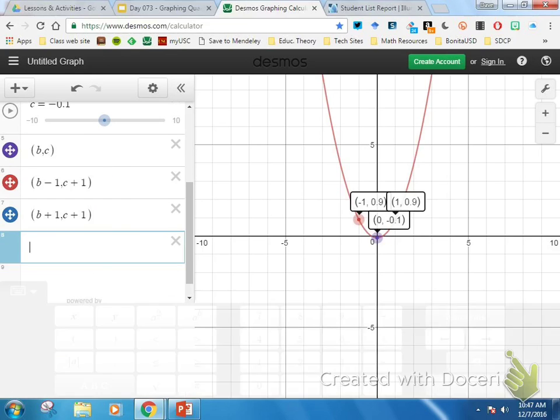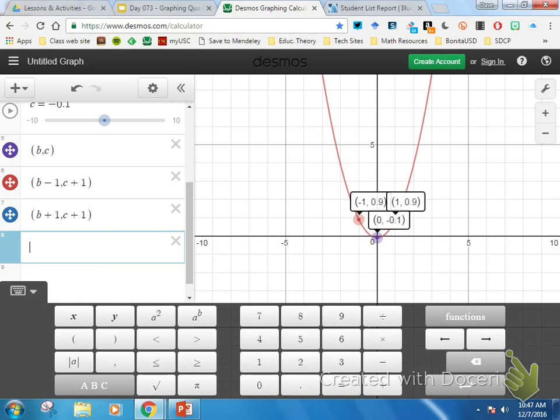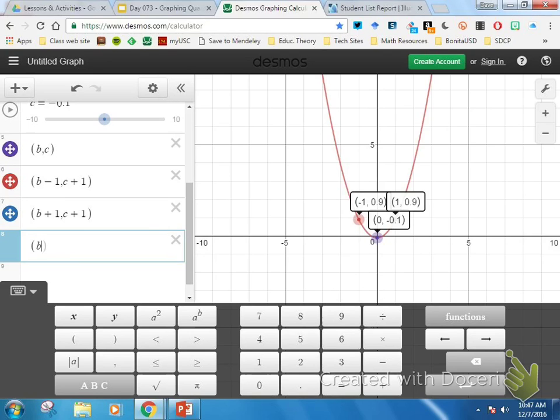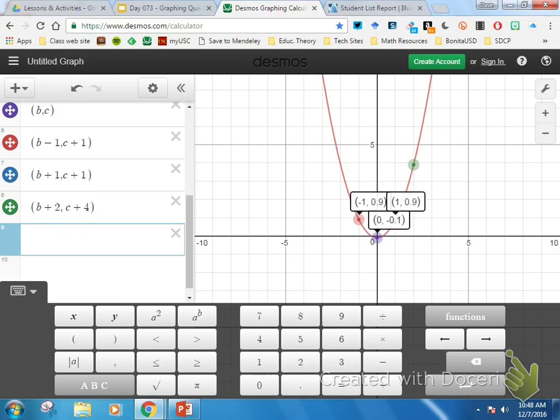Or let me do a couple more points. B plus 2 and C plus 4. Oh, that's not right. It's B plus 2. I'm sorry. B plus 2 and C plus 4. And one more. I'm going to put B minus 2 and C plus 4. Okay? I'm going to undo all these.